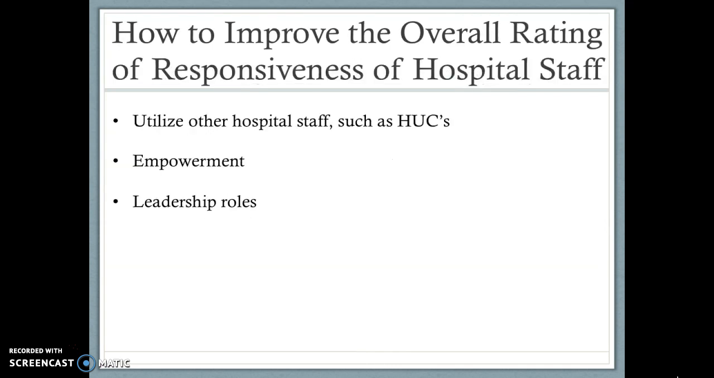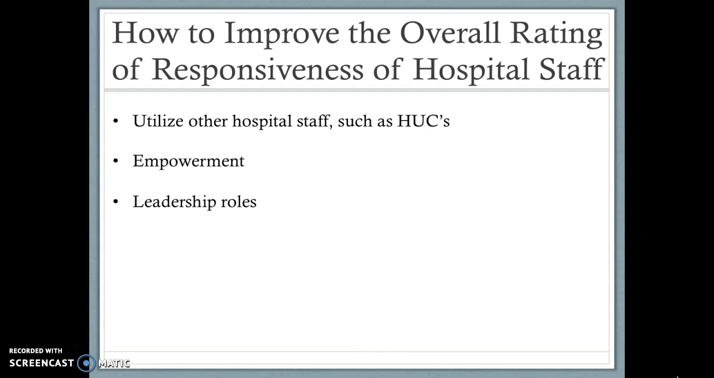How to improve the overall rating of responsiveness of hospital staff. One way to improve the responsiveness of hospital staff is to utilize other hospital staff more effectively. If one department is in need of help, such as too many people called in for kitchen duty, other staff can help give out patients' trays.